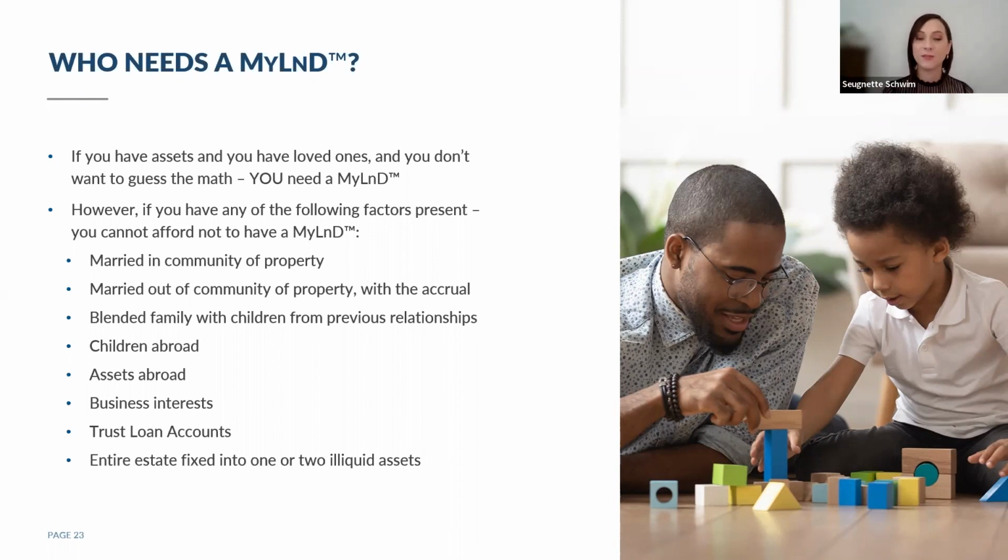If any of the following is present in your life: if you are married in community of property for the reasons that we discussed earlier, if you are married out of community of property with the accrual system, if you have a blended family, a second marriage with yours, mine and ours children, that needs to be taken into account. If you've got children or heirs abroad, any assets abroad or trusts abroad, if you've got a business and a business partner, or if you've got loan accounts from companies or trusts, it needs to be taken into account because they do form part of either an asset or a liability in your estate.